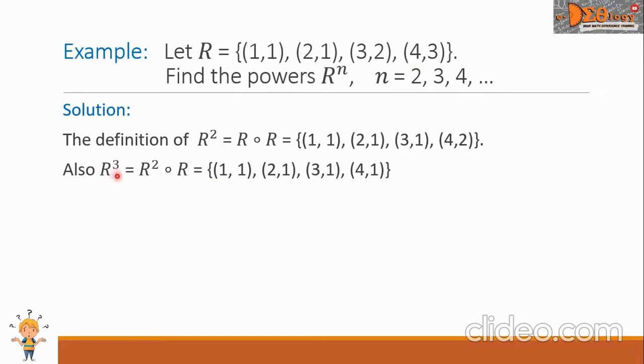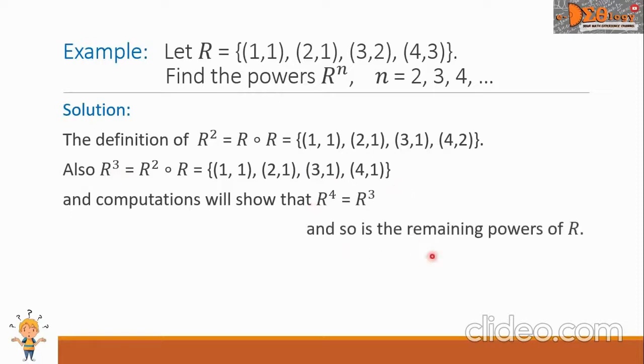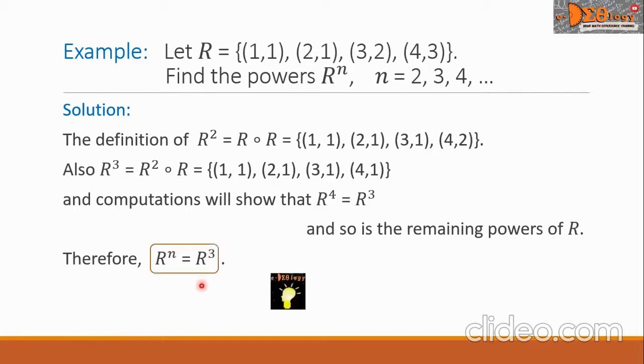If we continue for R with power 4, we will see that R to the power 4 is simply the same as R cubed, and so are the remaining powers of R. Therefore, this R raised to power n is equal to R cubed. This is the final answer.